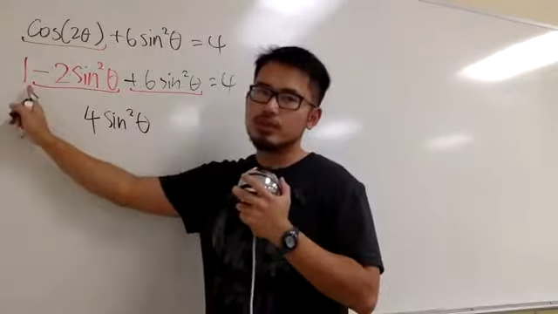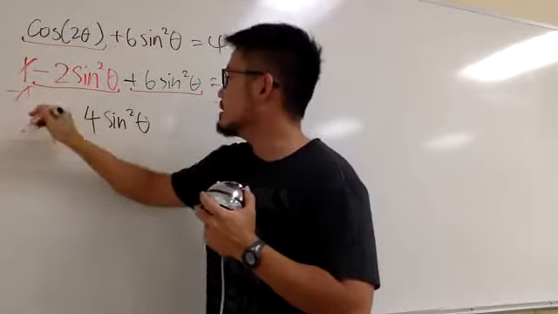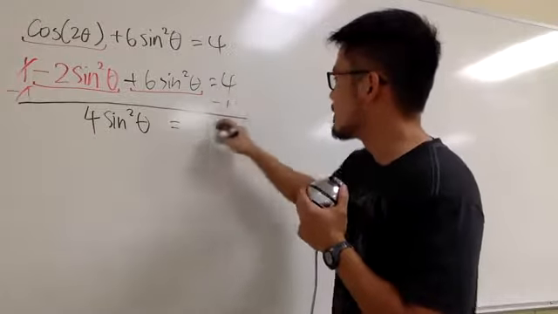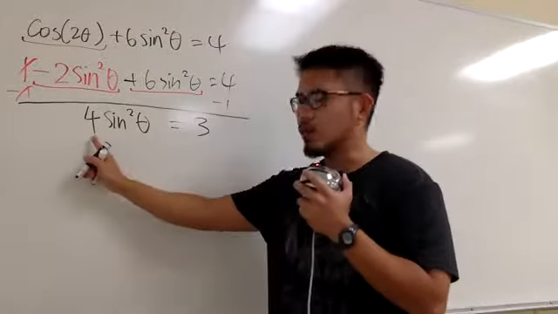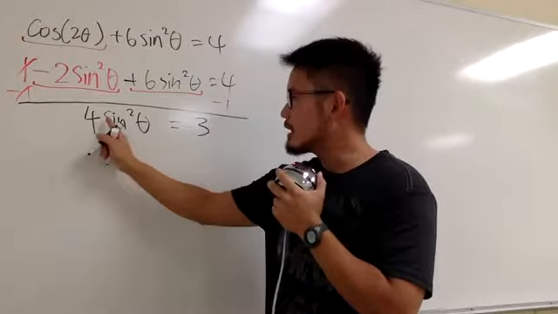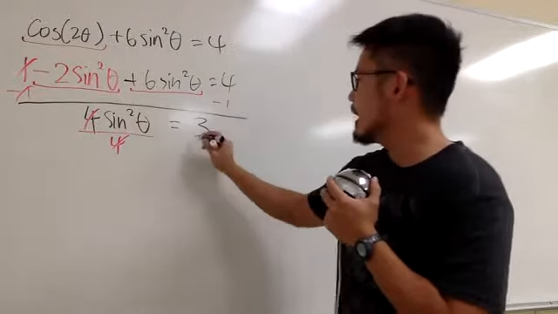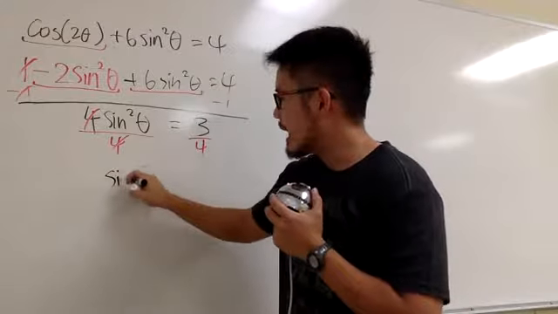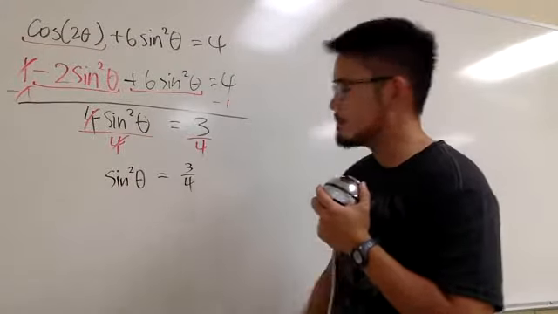And what should we do with this one? Let's just minus 1 on both sides. So that this and that will cancel, and then we'll get 4 sine squared theta equals 4 minus 1, which is 3. And now what? We do not want to have this 4, and this is 4 times that, so let's divide both sides by 4. So this cancels, and then we have sine squared theta is equal to 3 over 4.